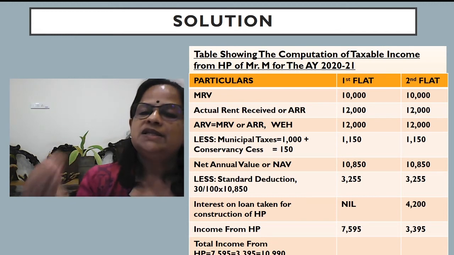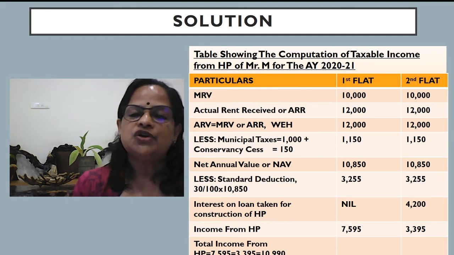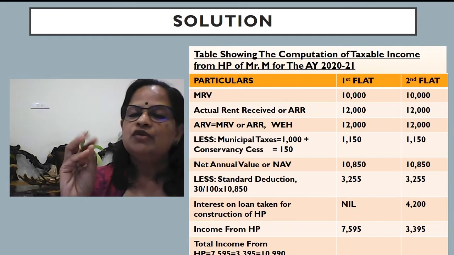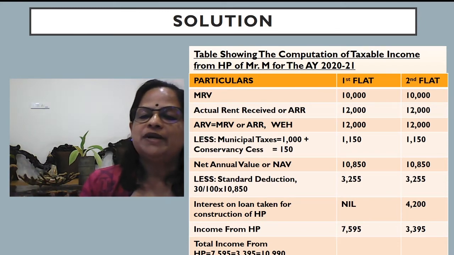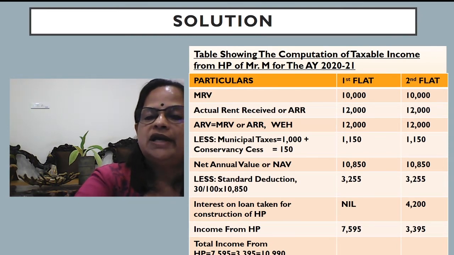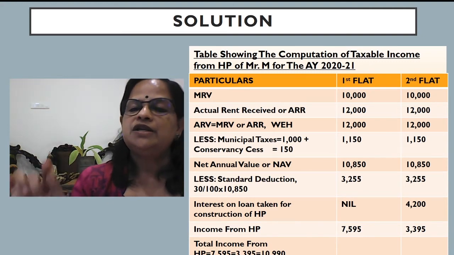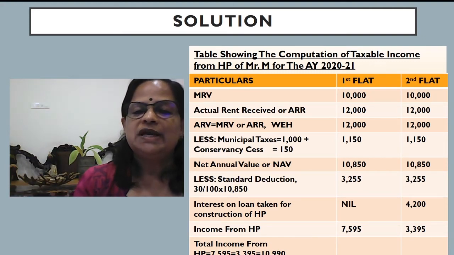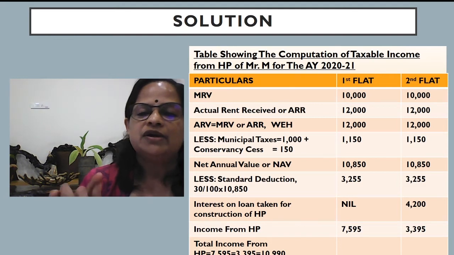Now from this, since both are let out house property, we can claim 30% deduction. Now interest on loan taken for construction of house property: for the first flat it is not there, for the second flat 4,200. So income from house property, for the first one we will reduce standard deduction only. So 7,595. For the second flat, standard deduction and interest on loan, 3,395. So you will get total income from house property by adding both the values, 7,595 and 3,395. So 10,990 you will get.